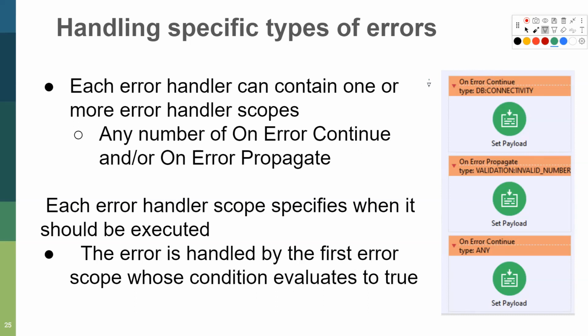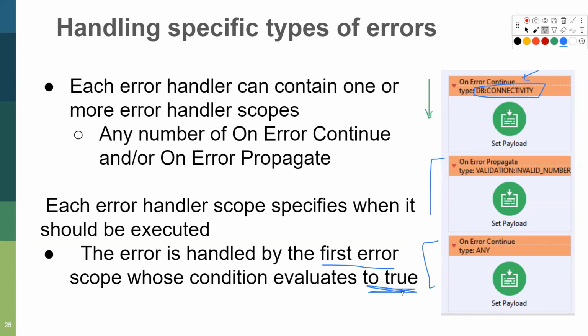So it starts here and goes down. Once it gets an expression that evaluates to true, then the error is handled by that error handling scope, and it doesn't continue to the rest of the error handling scopes. For example, if the error is DB connectivity, and this one returns true, it will be handled by this on error continue scope. So it is not going to check this one and this one. It will not go down here. So the error is handled by the first error handling scope whose condition evaluates to true, is what this is saying.